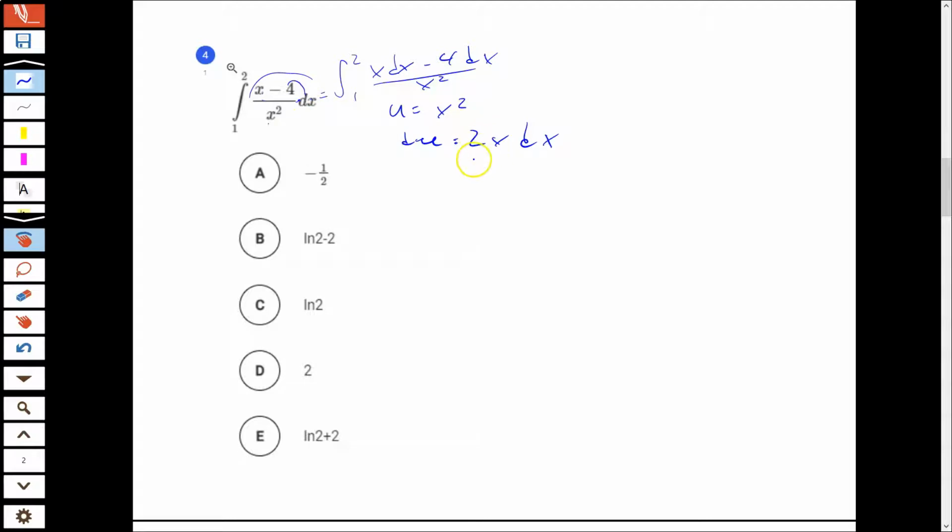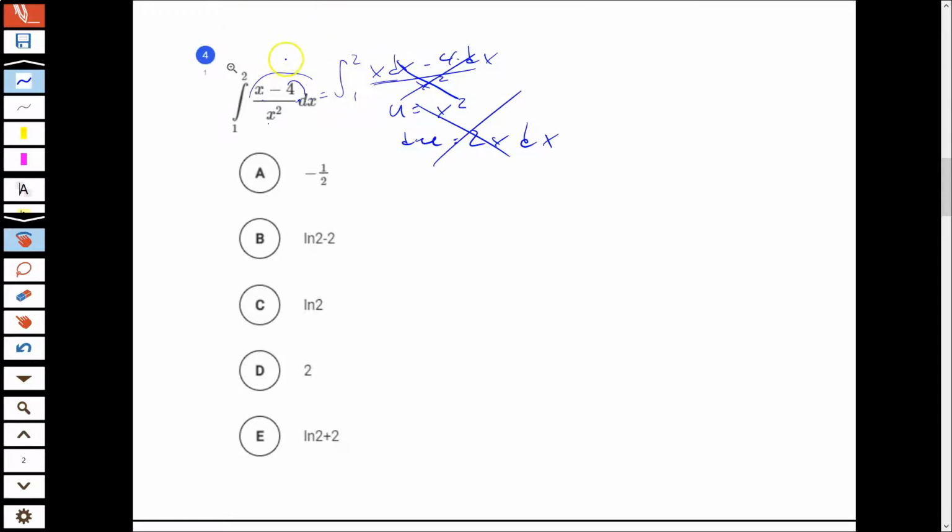And notice now, I have x dx in my first term, which works for my substitution, but I have no x in that second term, so I could not turn this into some multiple of du. So that's not going to work, right?